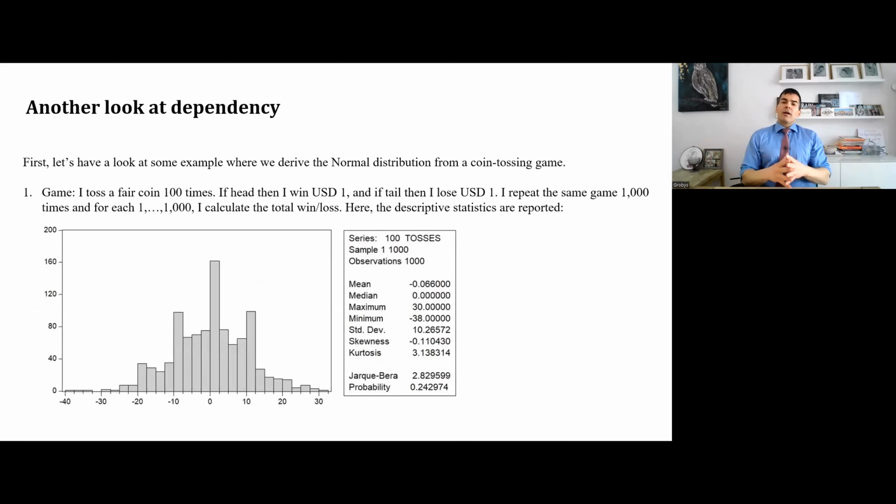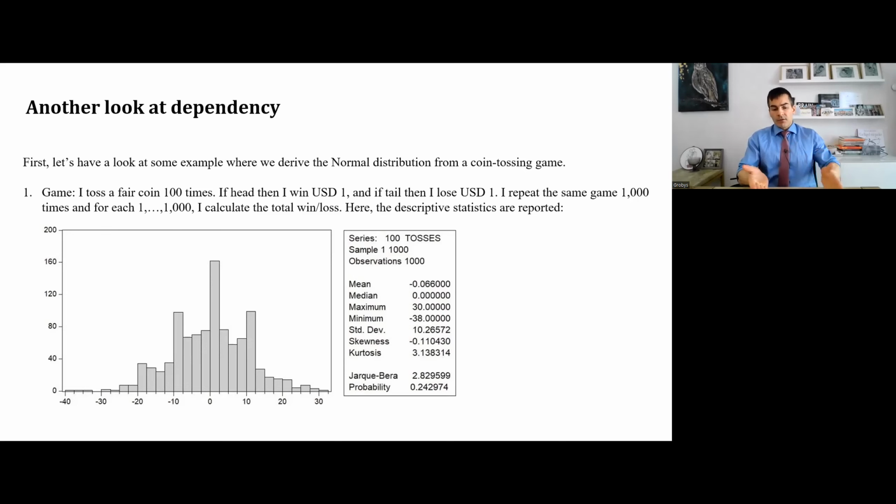So let's have now another look at dependency. First, let's have a look at some example where we can derive the normal distribution from a simple coin tossing game. So in the first game here, I toss a fair coin 100 times. If the coin tells me head, then I would win $1. If it tells me tail, then I will lose $1. I repeat this game 1,000 times.